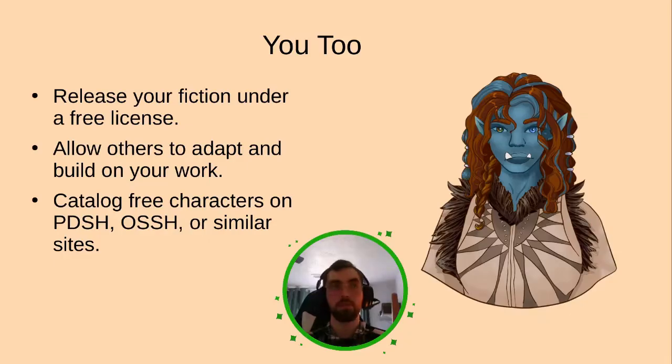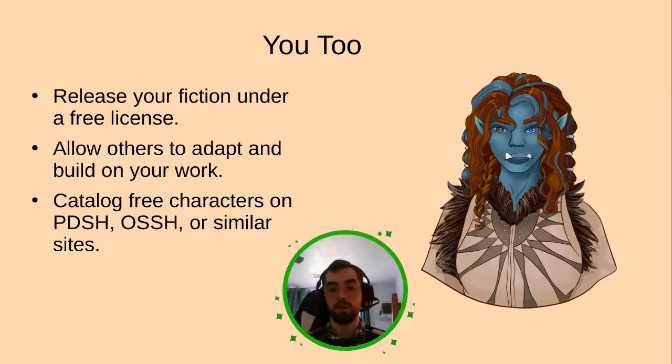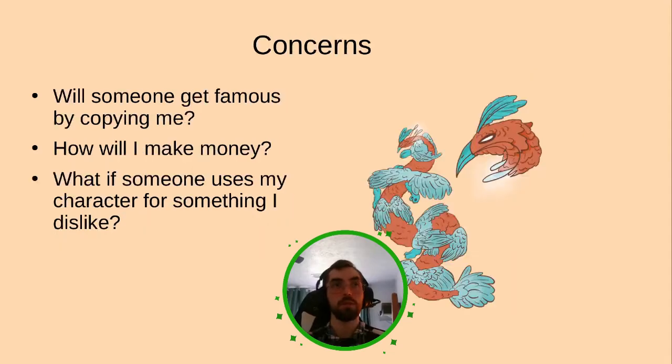If you've written any fiction that you have just laying around, like maybe you've written something for a tabletop role playing game, or maybe it's something you wrote in high school that you were proud of at the time, you might be able to dust it off and publish it for others to adapt and build on your work. If you aren't an author yourself, you can catalog free characters on the public domain Superheroes Wiki or the open source Superheroes Wiki. Those both exist to help people find free culture characters that they can use in their stories or video games. I don't think the JavaScript on those websites is free though.